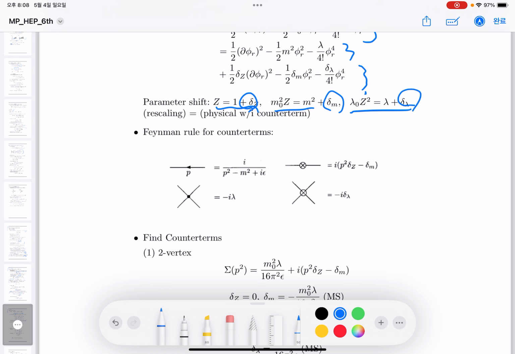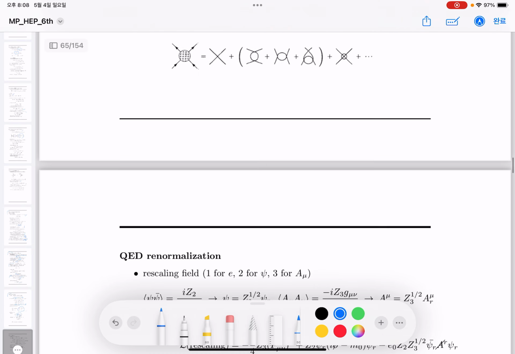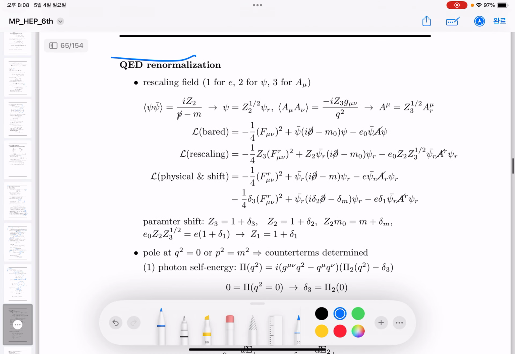Also we can find the Feynman rule for such a counterterm. And the counterterm can be determined to remove the divergence part. So for example, delta m is determined to cancel the one of the epsilon divergence in here. And there's the QED renormalization as the second example.